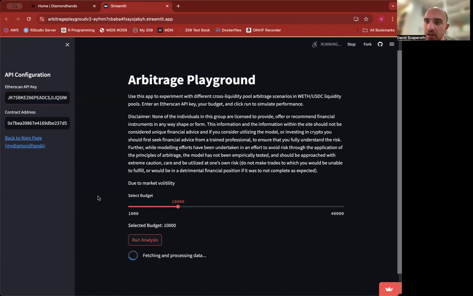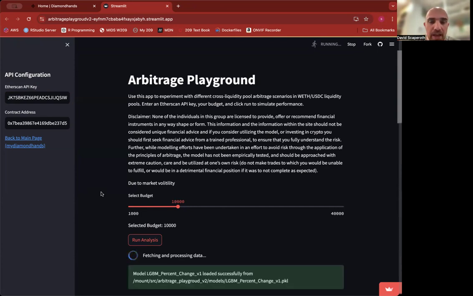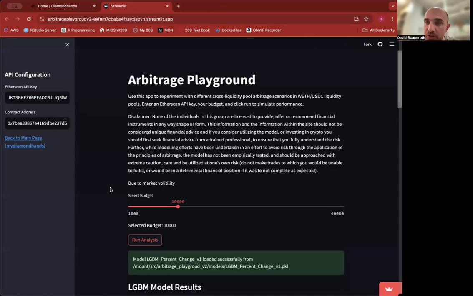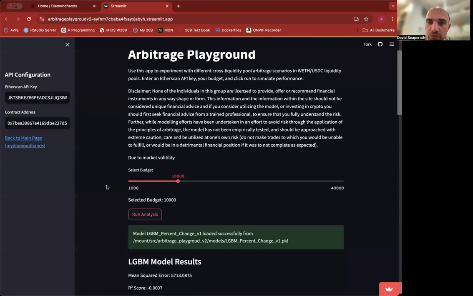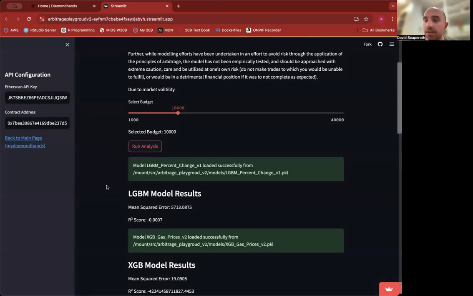It's fetching data from around the last like 10 hours or so, and then loading the models and doing a predictive simulation over that past data, most recent data. So the data that we've trained on is from a few months ago, and this data we're pulling is the most recent data that it's not been evaluated on or seen at all at any point.